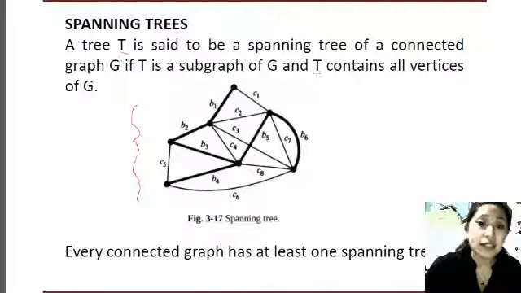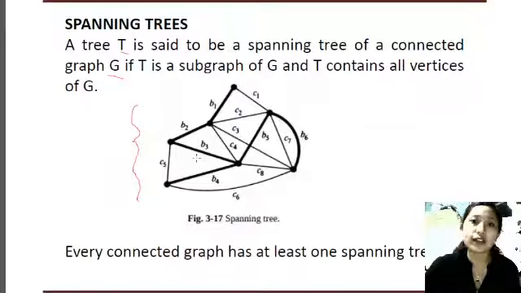So a tree is called a spanning tree of a given graph G if that tree is a subgraph of G and that tree contains all the vertices of G. That means for a given graph, you need to find a walk or a path wherein you traverse all the vertices of the given graph. And while traversing, you make sure that you are not forming any cycle. Then that tree, which is a subgraph of the given graph, will be called a spanning tree.